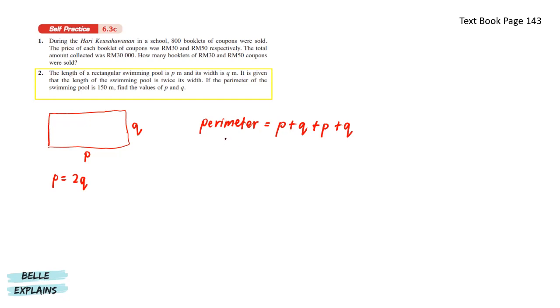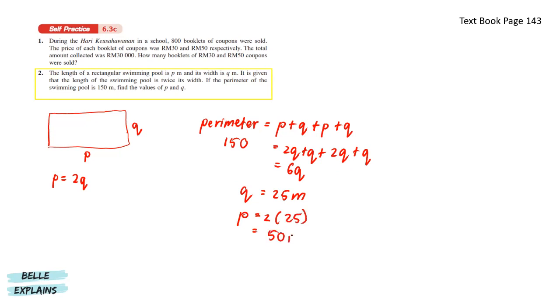So to find the perimeter, let's add all the sides. We have perimeter equals P plus Q plus P plus Q. And that gives us 150 equals 2P plus 2Q. Since we know that P equals 2Q, let's sub that in. We have 2Q plus Q plus 2Q plus Q. So solving this gives us the value of Q at 25 meters. And now that we know the value of Q, we can find the value of P. So P equals 50.